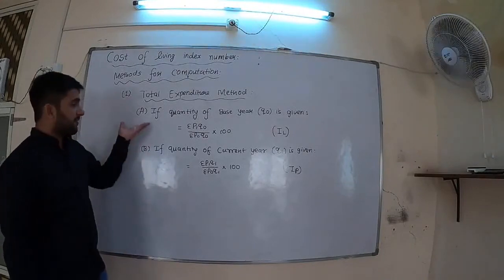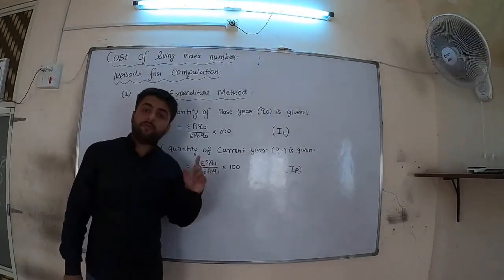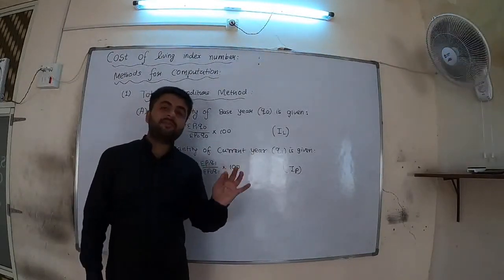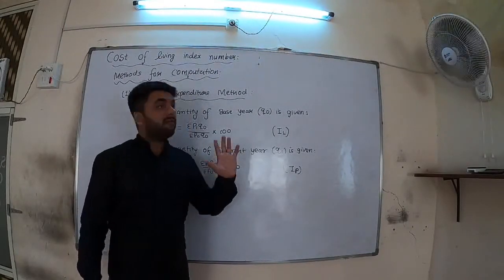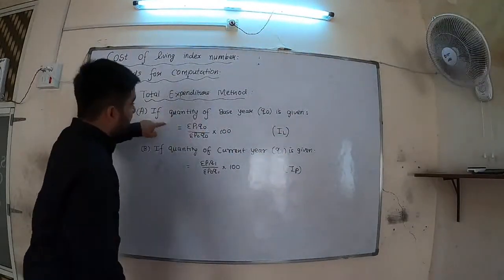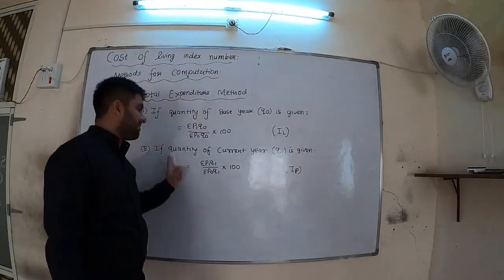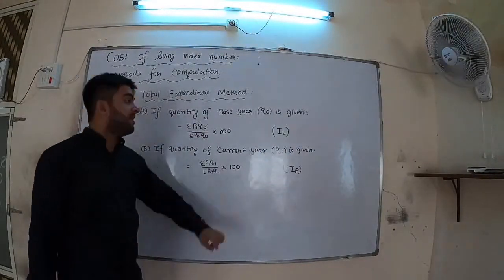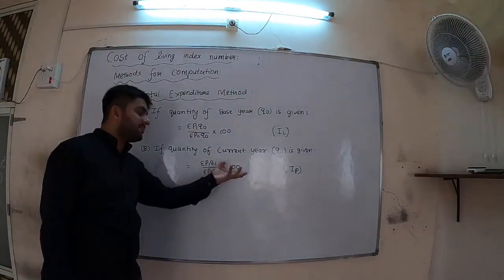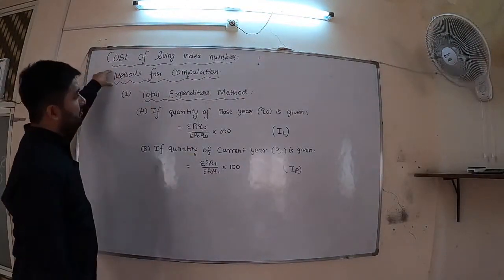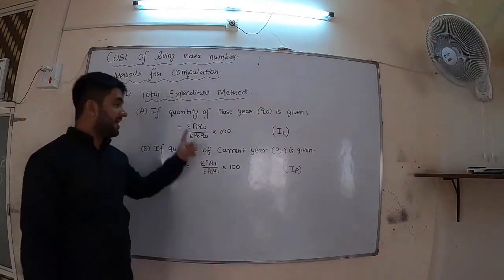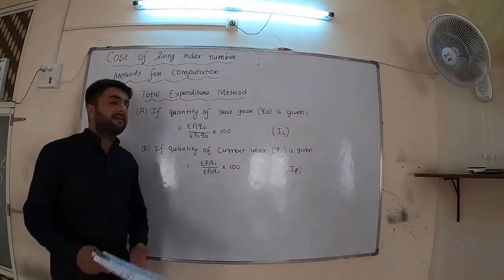Now, you may be thinking why both are optional. Till now, in the sums, the item, unit, both prices and both quantities were given. Now for calculating the cost of living index number, both quantities will not be given. Sometimes the quantity of base year is given, sometimes the quantity of current year. When the base year is given, use Laspeyres' formula. When the current year is given, use Paasche's formula. So this was about the total expenditure method, methods for computation. There are two formulas, formula A or formula B.